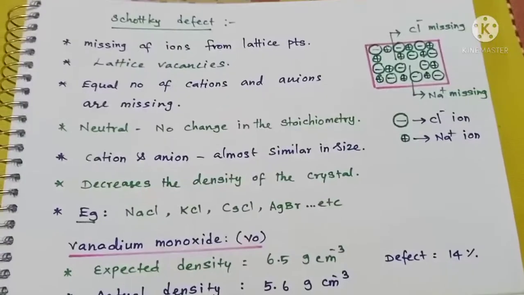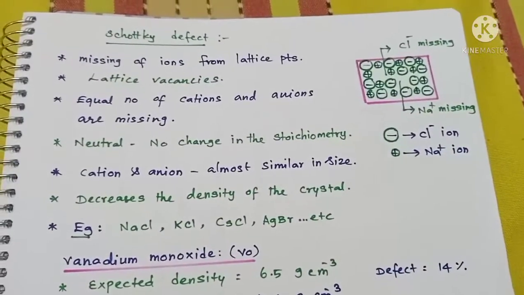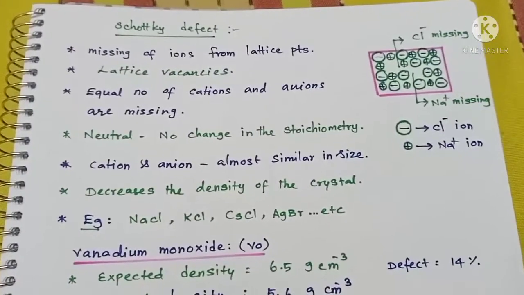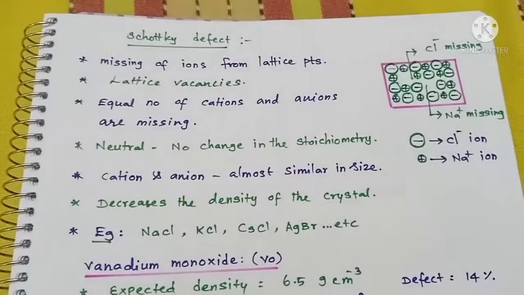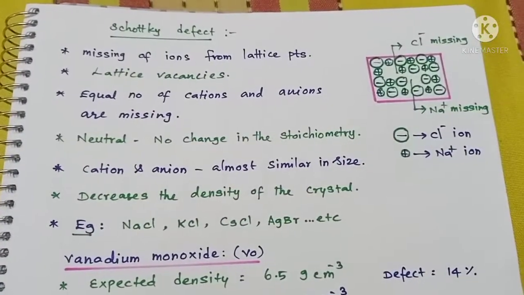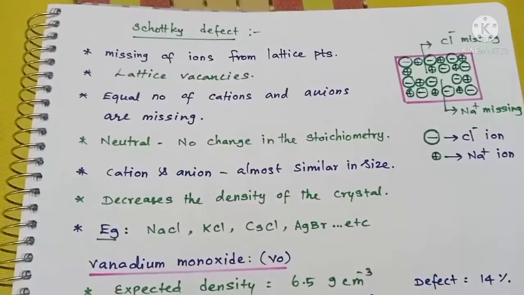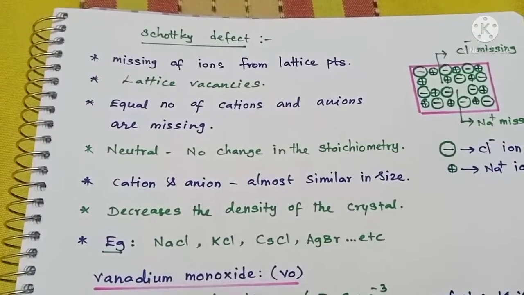In this video, I am going to discuss some stoichiometric defects which are found in ionic crystals. Mainly I am going to discuss two important defects in crystals: the Schottky defect and the Frenkel defect. Right. Now, what is the Schottky defect?